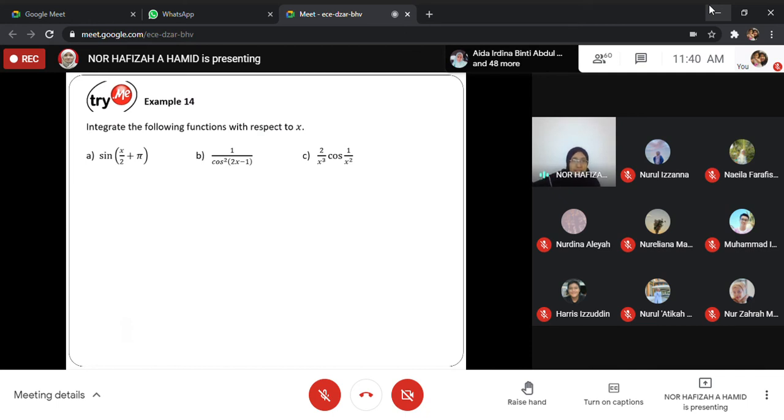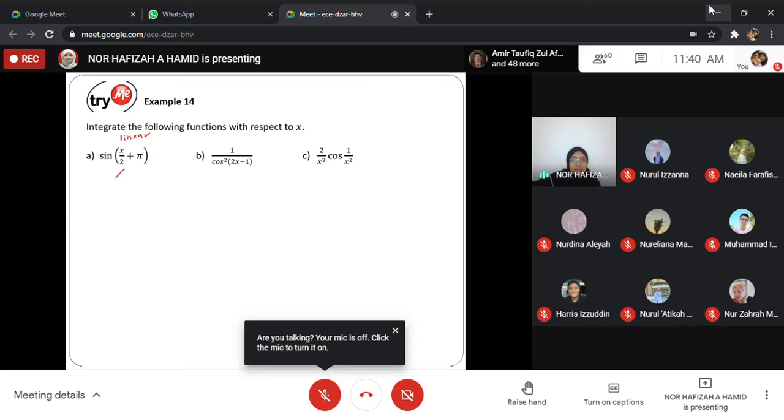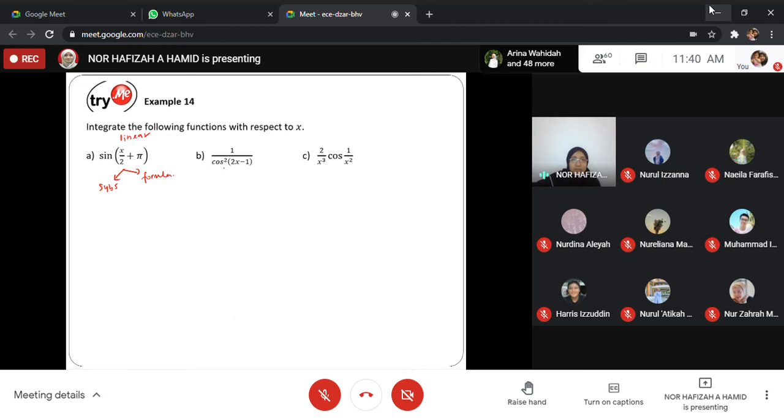Okay, so example 14, you ada dua method for A ni. Sebab ni is a linear. So you boleh solve using substitution method or you boleh solve using formula. Okay, so sama juga untuk B, you have 2x minus 1 also is a linear. So you boleh solve substitution or formula. Okay, so saya solve dulu for A, tapi saya solve using substitution method. So kalau substitution method, U the angle tu.